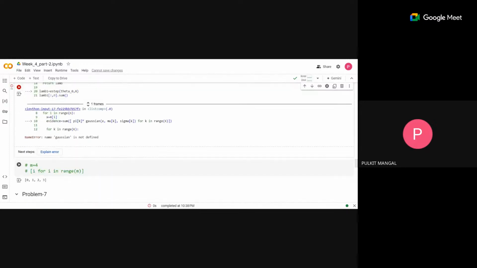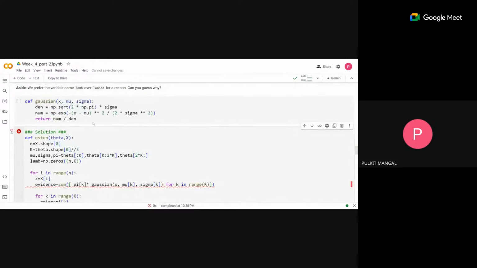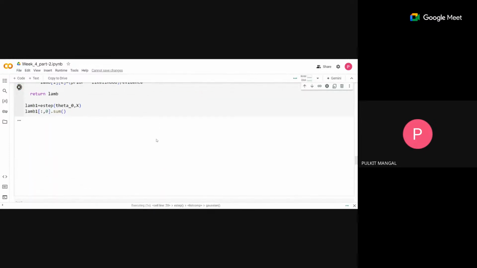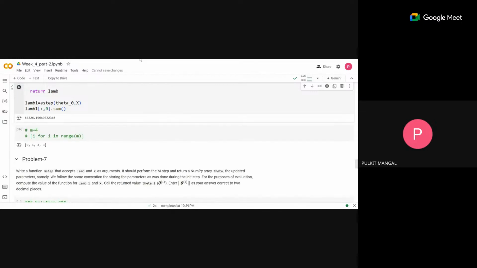It's given a name error. We did not run this cell. Now let's run it again. Okay, 68,226.19. This is your answer. Now, can anybody tell me, if I find this value, what would be the answer that I am supposed to get? Can anybody guess this answer?